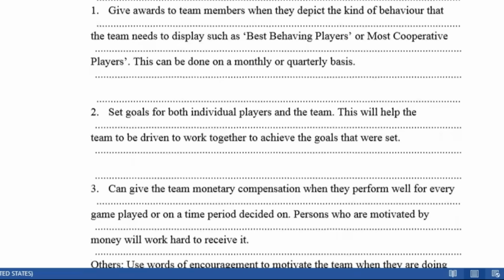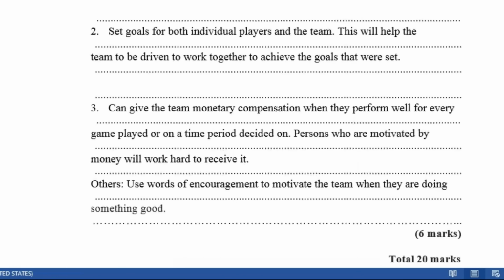And the third one, they can give the team monetary compensation when they perform well for every game played or on a time period decided on by the team. That would be good. Persons who are motivated by money will work hard to receive it. And there are other strategies as well. The coach could also use words of encouragement to motivate the team when they are doing something good, right?